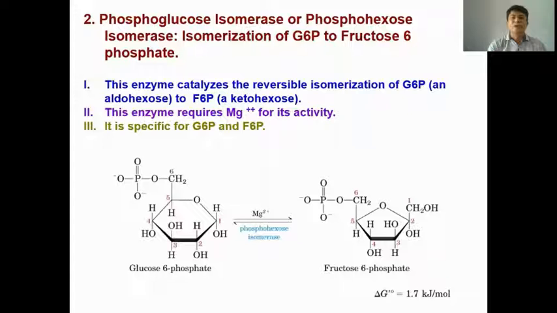Phosphoglucose isomerase or phosphohexose isomerase catalyzes the second reaction, the isomerization of glucose 6-phosphate to fructose 6-phosphate. This enzyme catalyzes the reversible isomerization of glucose 6-phosphate to fructose 6-phosphate, which is a ketohexose. This enzyme requires Mg+2 ions for its activity, and it is specific for glucose 6-phosphate and fructose 6-phosphate.